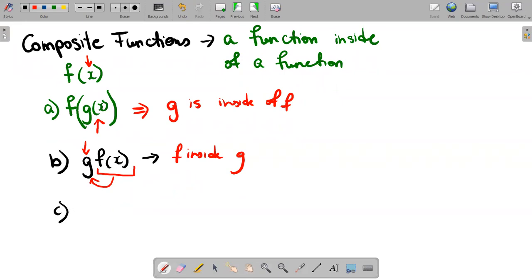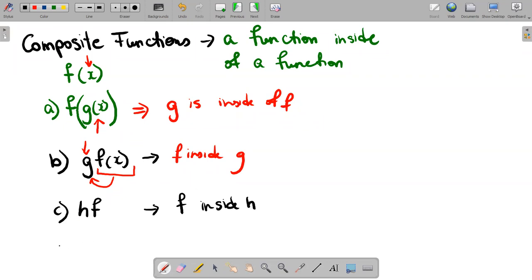Sometimes they won't even put the X. Sometimes they might give you this: HF. If they give you HF here, who do you think is inside of who? Keeping in mind, the first one is always the mother function. The second one is the baby function. So who is inside of who for this one? Excellent. F inside of H, right?